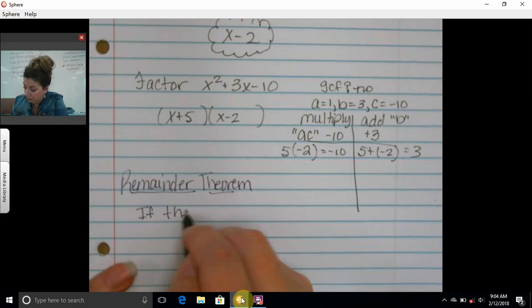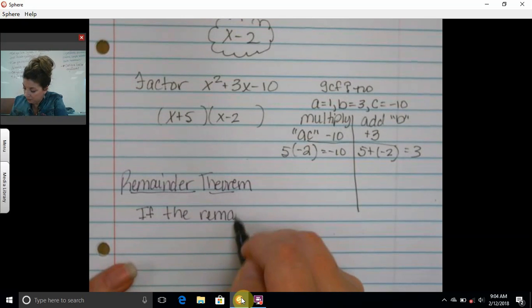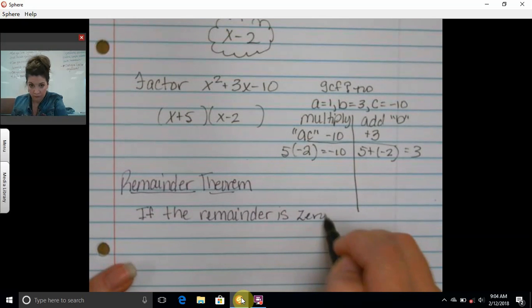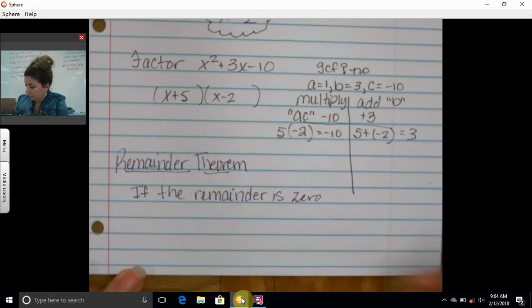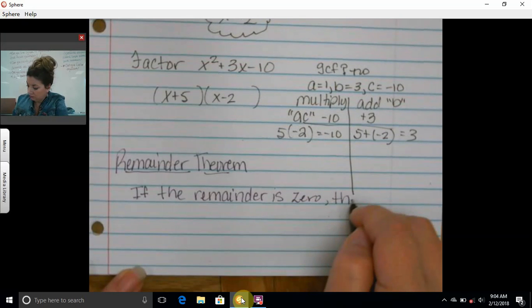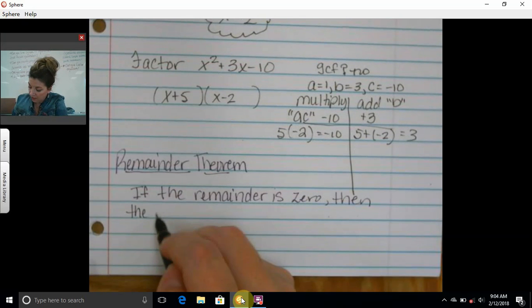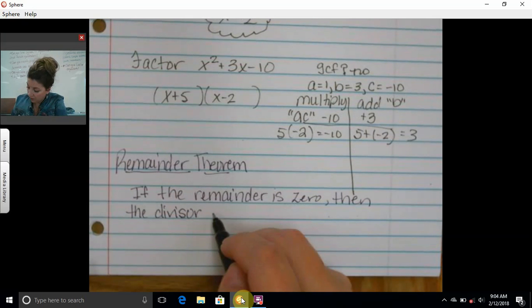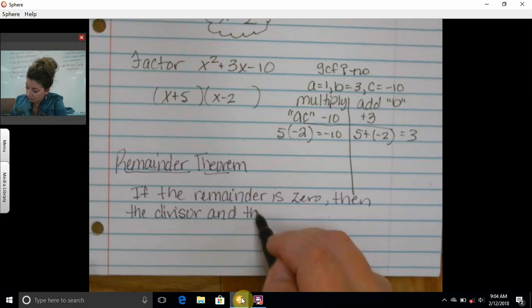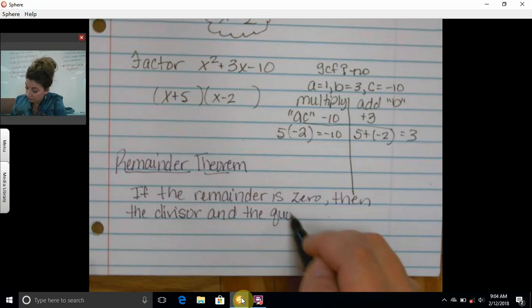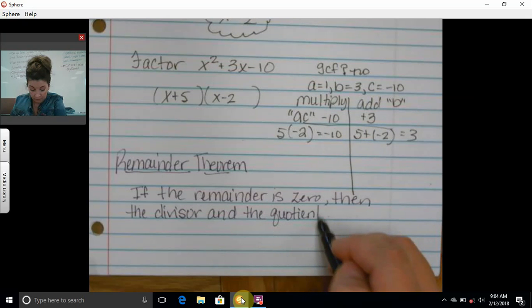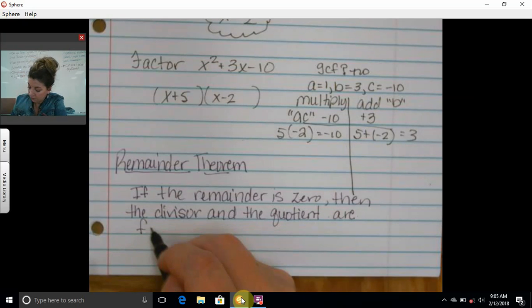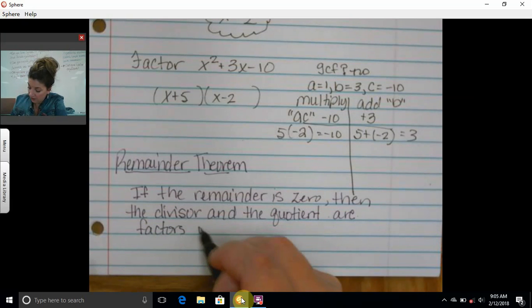If the remainder is 0, then the divisor and the quotient are factors of the dividend.